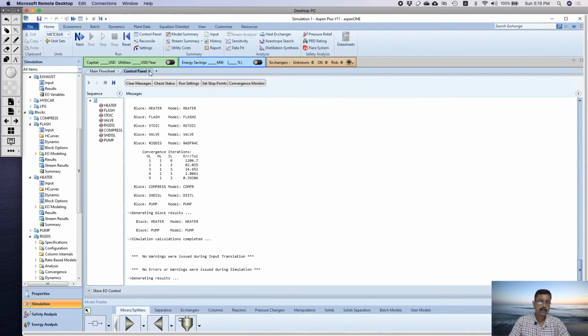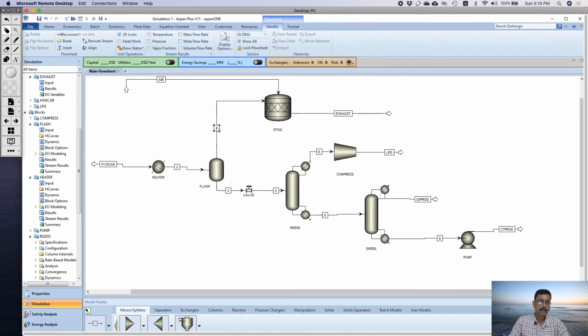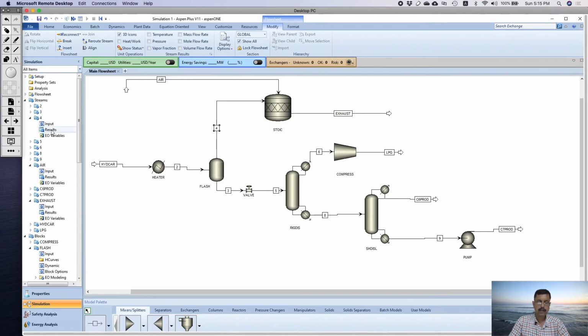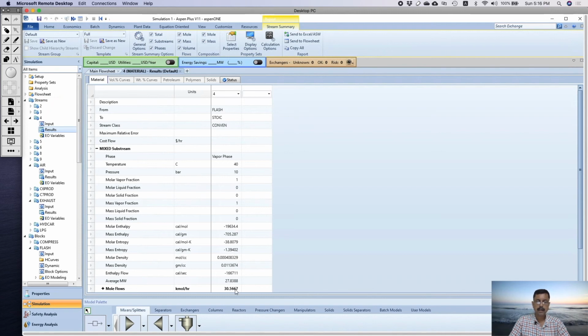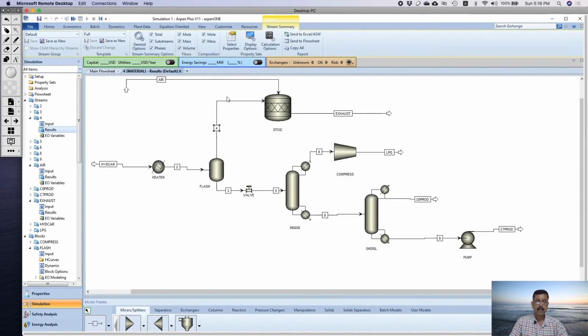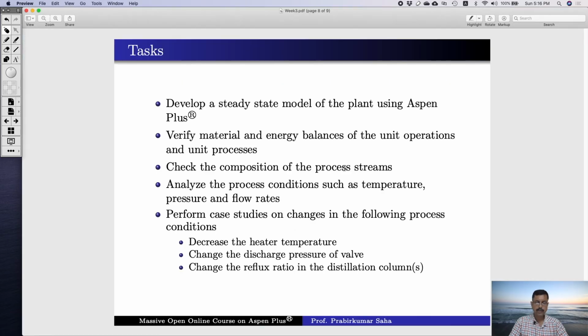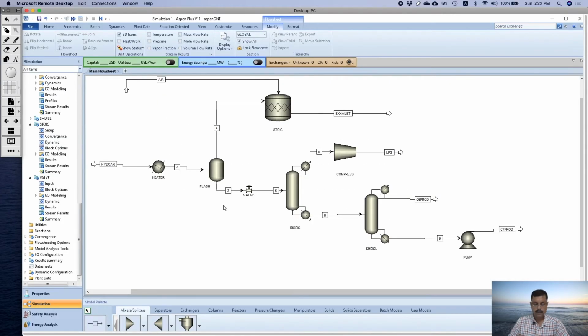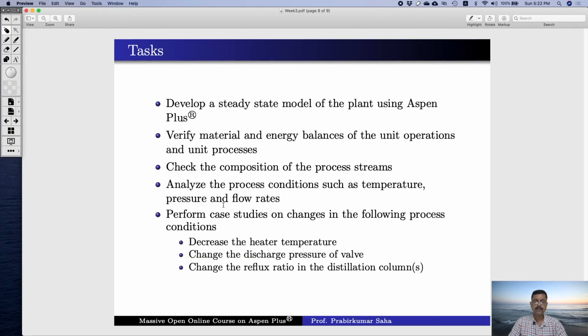And check our calculation. It should again come back to 30. Yes, now it is 30.5667. Now then we have to change the discharge pressure of the valve. Okay. Now let us go to our second one, that is change in discharge pressure of the valve.